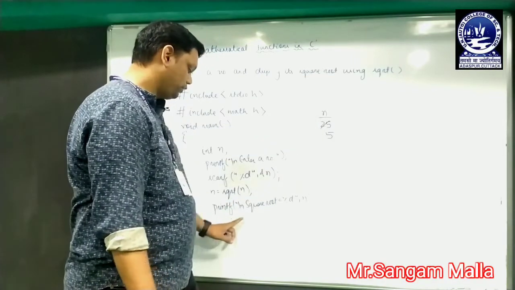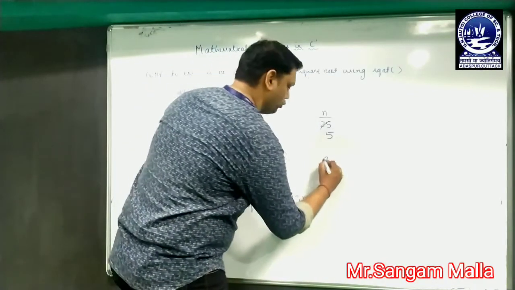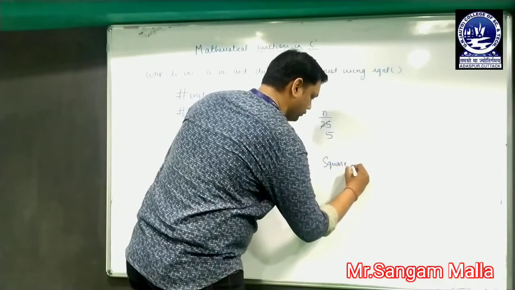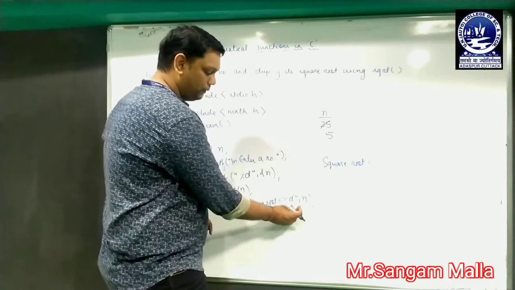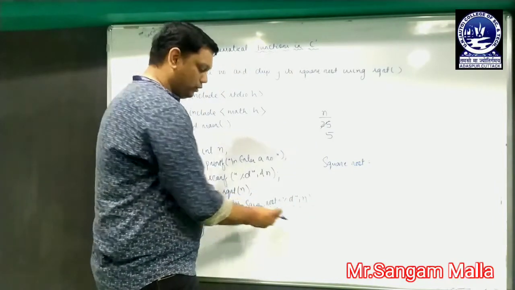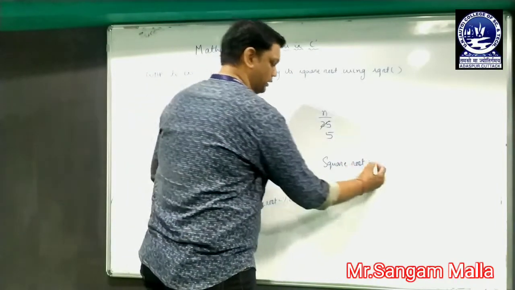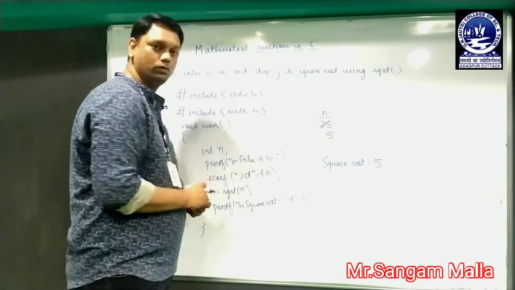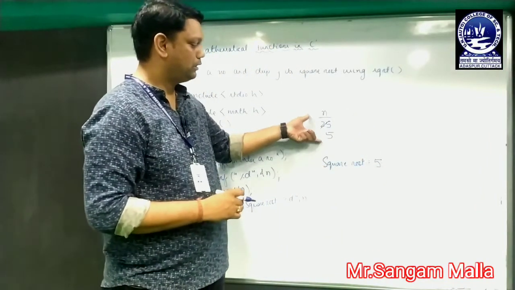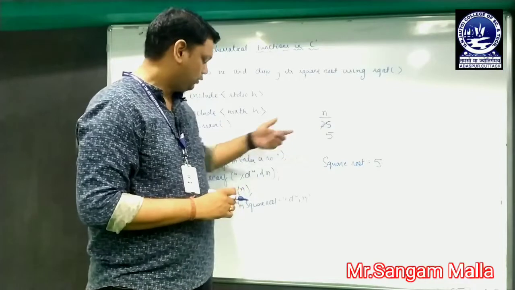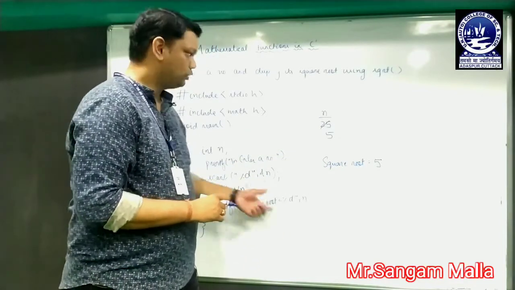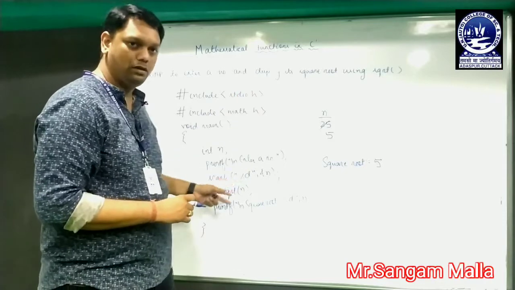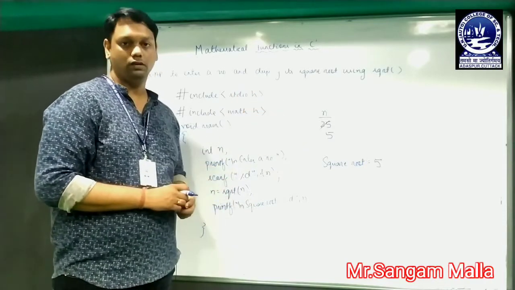Now it will come over here and print the message square root equal to, and in place of %d, it will print the value of n. So what is the value of n over here? That is 5. So this is the output. That means whatever number the user enters, it will calculate the square root of that number and print the value. So this is the program of entering a number and displaying the square root of a number.